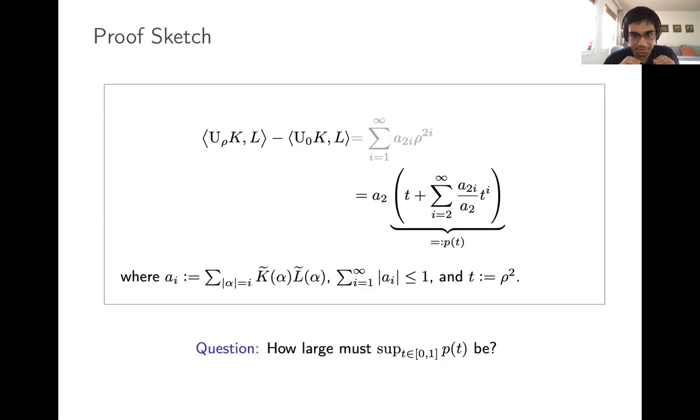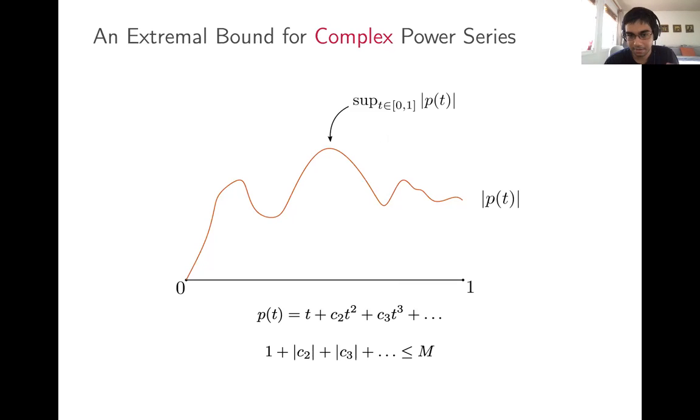So we've got this power series, and we want to lower bound the supremum of this power series. And it actually turns out to be easier to analyze this question in slightly more generality. In particular, instead of restricting the coefficients of these power series to be real numbers, we're going to be thinking of complex power series. So you've got some power series, P of t, with complex coefficients, such that the constant term is 0. In other words, P of 0 is 0. And the coefficient of the linear term is 1.